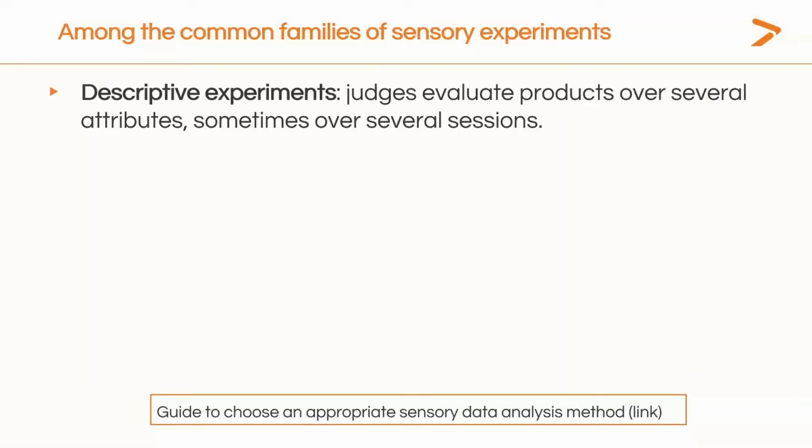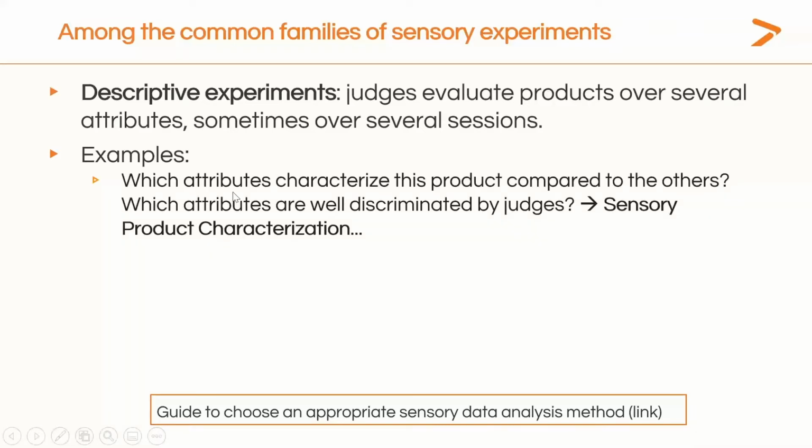Then you have descriptive experiments that go more thoroughly into the details. So here judges evaluate products over several attributes. So we're not judging things over a global scale anymore, and sometimes over several sessions even. So here are a few questions we can answer out of these experiments. Which attributes characterize this product compared to other products? Or also we can ask which sensory attributes are well discriminated by judges across the products. In this case, we can use sensory product characterization to answer this type of questions.